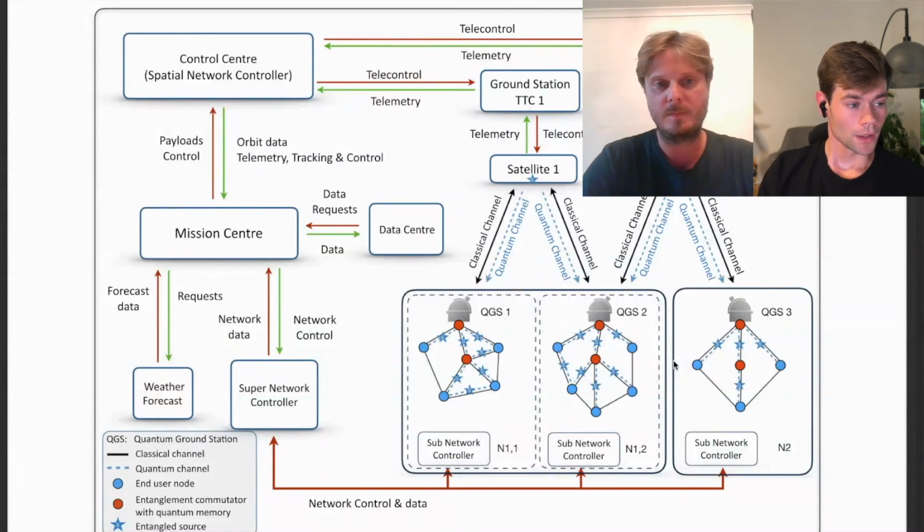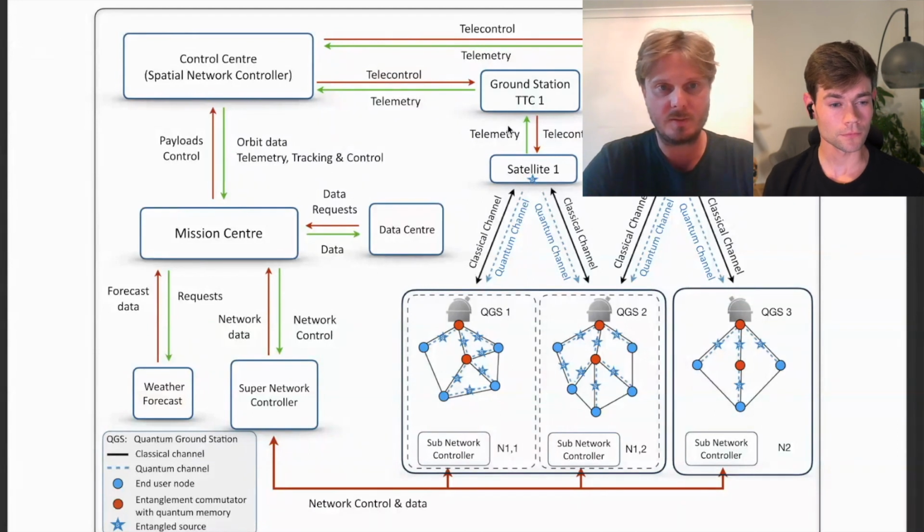Okay. If we think about the upper path here again, so we talked about the control center a little bit before. We have a connection between these satellites then and the control center. In terms of the information being passed between these two, what is that generally? What kind of control information do you need to send to the satellite to be able to operate a system like this? Yeah, so typically you have the telemetry and the telecontrol.